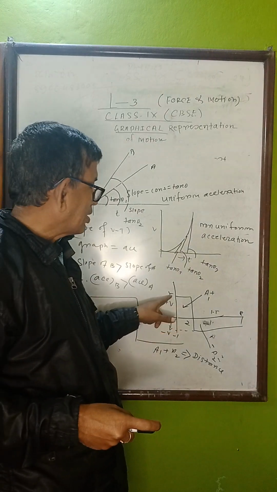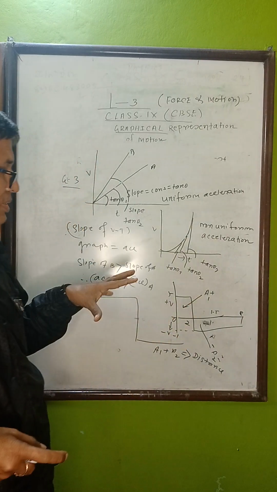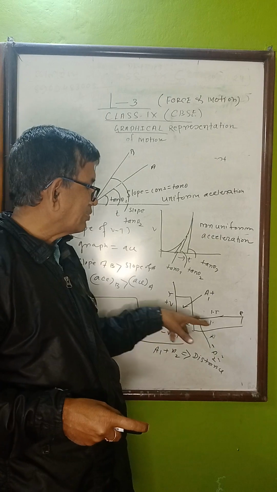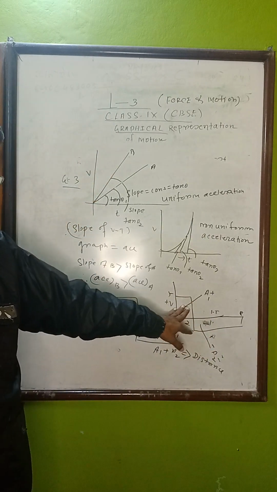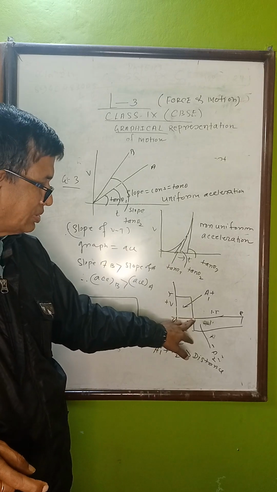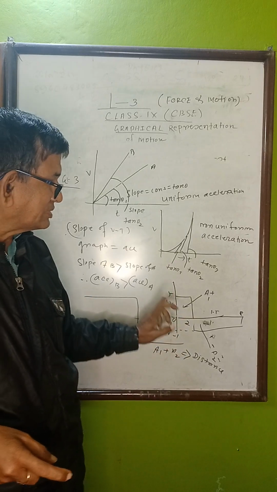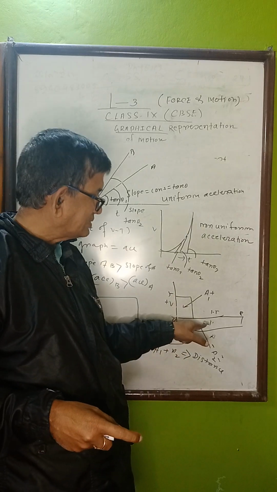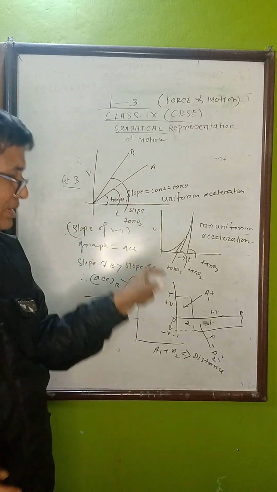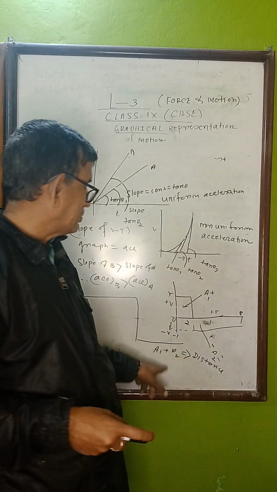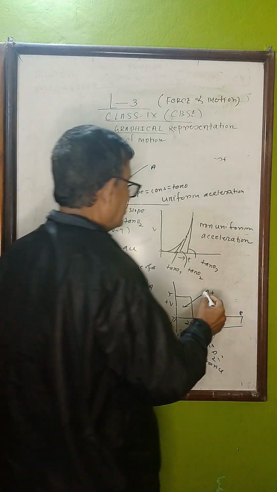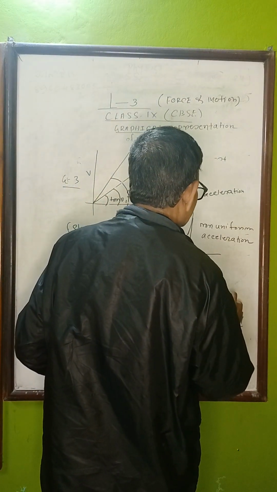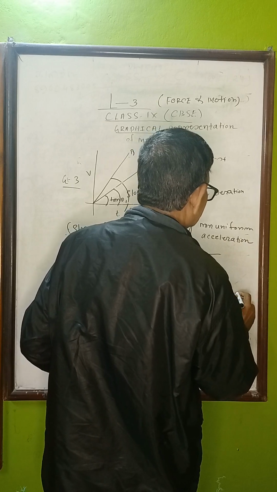In this case, we have drawn a VT graph. In it we have considered two areas, the up area and the down area. The up area is positive, where V is positive. Positive area minus negative area will give the net area, A1 minus A2, and that is the displacement.